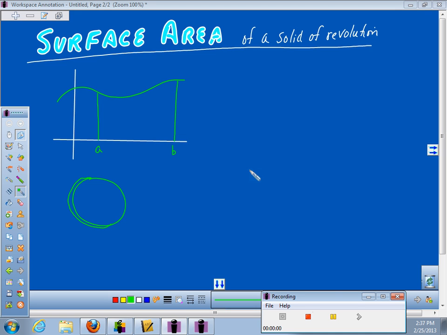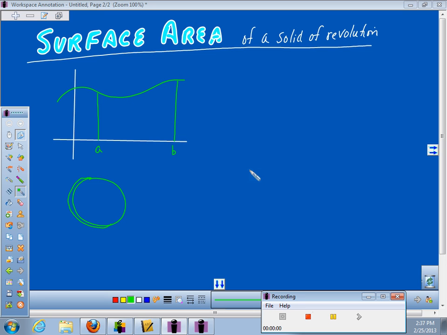Okay, so now we're going to talk surface area. But now we're back to revolving things. If you revolve this area I have enclosed here around the axis, we know we'll get our solid figure and we know how to find its volume. Now I want to find its surface area, the area of the outside surface of it.